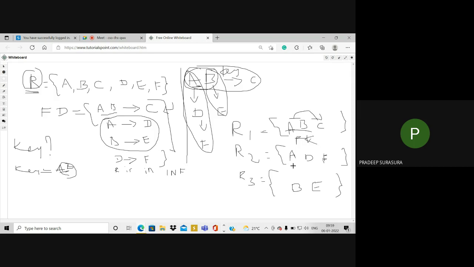Similarly, when I come to ADF, A determines D, and D determines C, so A will be the primary key in this table. Also finally, I have B determines E, so B will be the primary key in this table. So all the FDs which I am trying to work on are satisfied. After the completion of R1, R2, R3, I observe that these three will be satisfied.